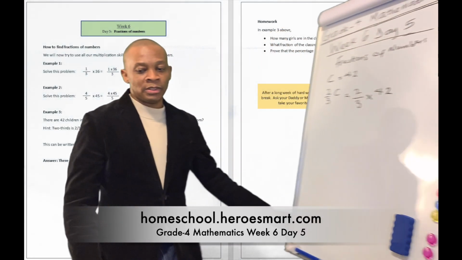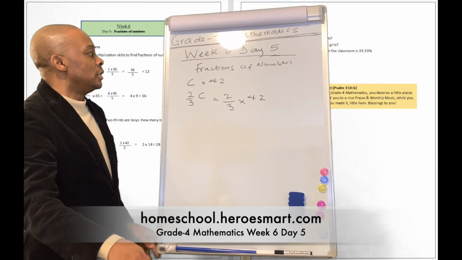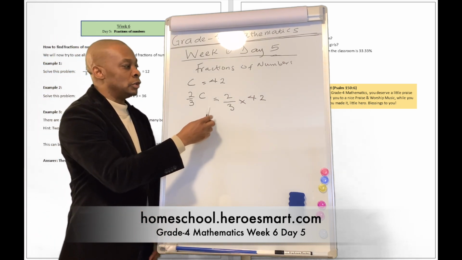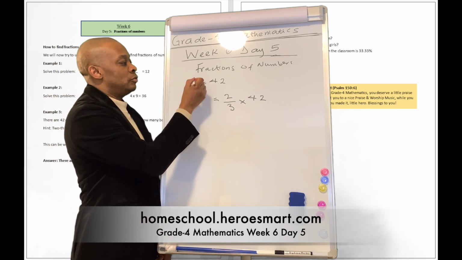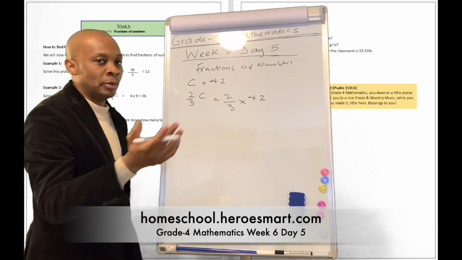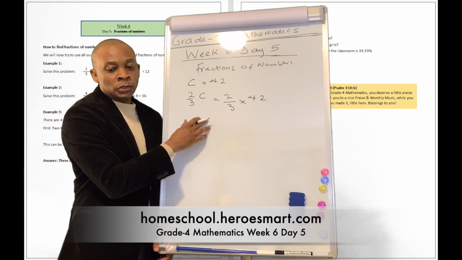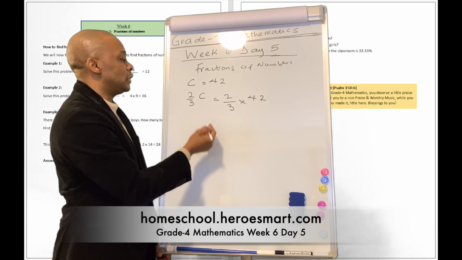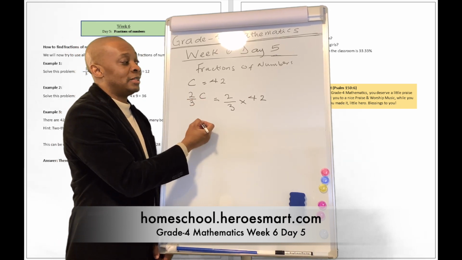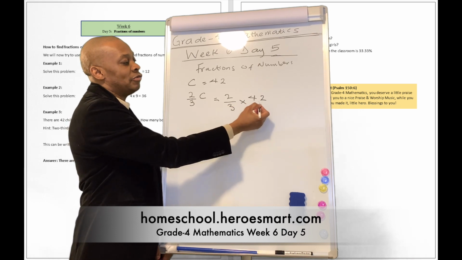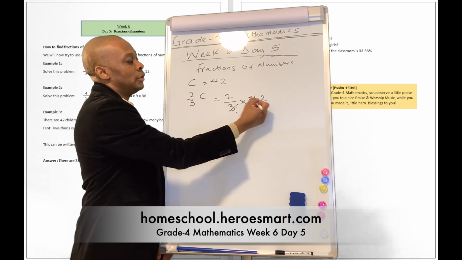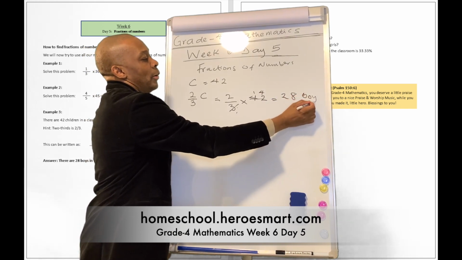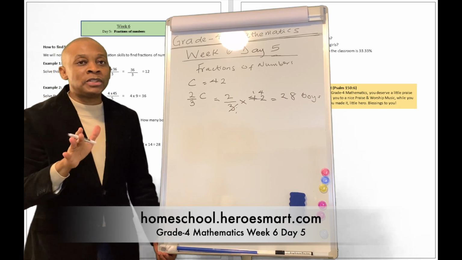All right, let's use this example to understand what we're talking about. The example says there are 42 students in a class, boys and girls. 2/3 are boys. How many boys are in the class? So you're going to say 2 divided by 3 multiplied by 42. 42 divided by 3 is 14, and 14 times 2 is 28. So there are 28 boys in the class.